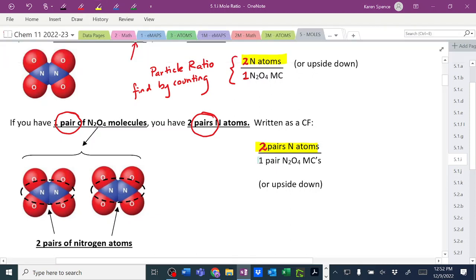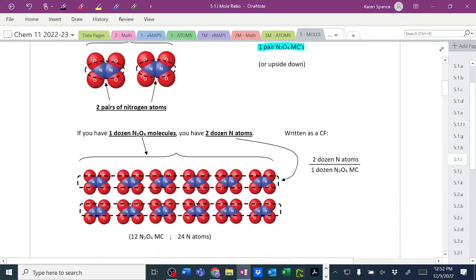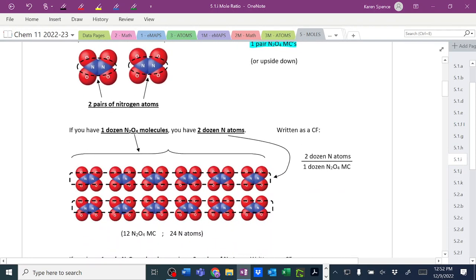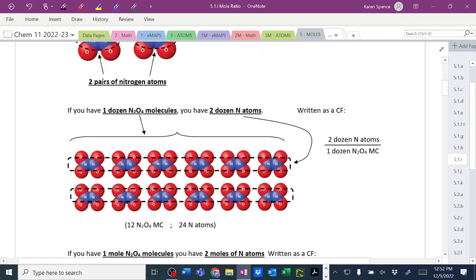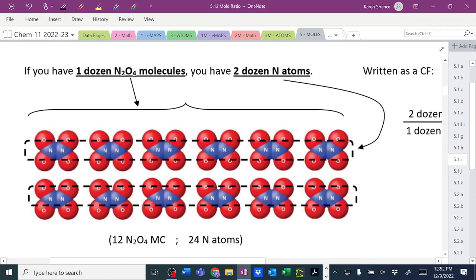2 pairs of N atoms per 1 pair of N2O4 molecules, just like there were 2 N atoms for 1 N2O4 molecule. Now we're going to scale up again. What if we drew a dozen N2O4 molecules? How many N2O4s is that? How many is a dozen? 12. So here we have 12.